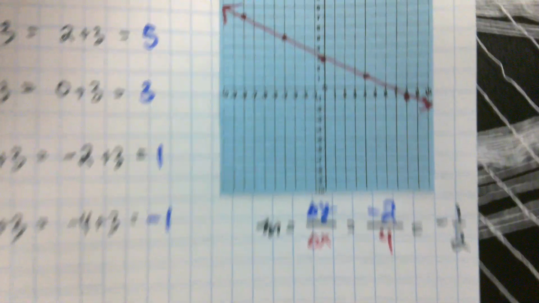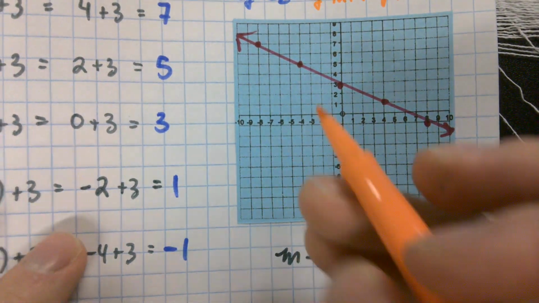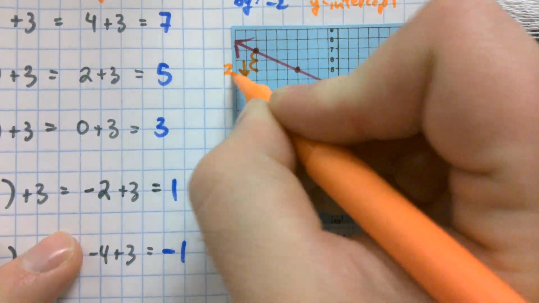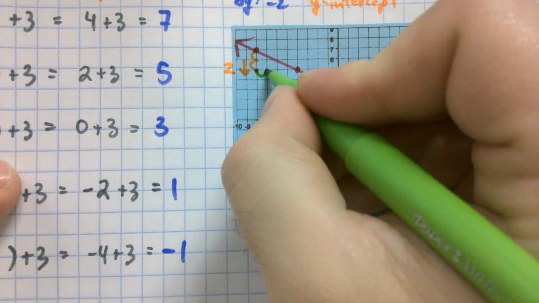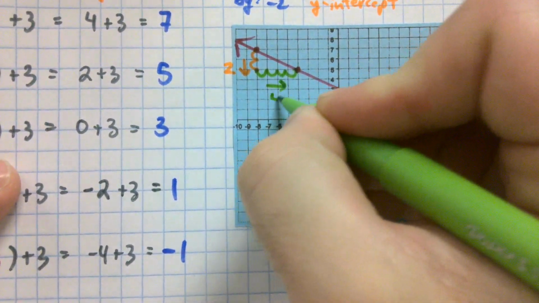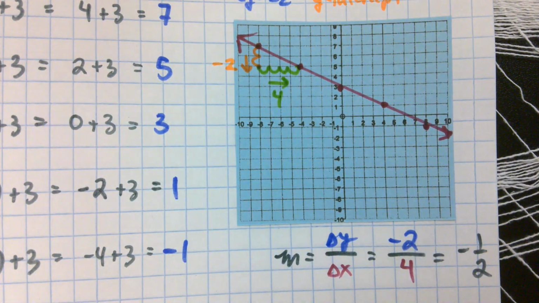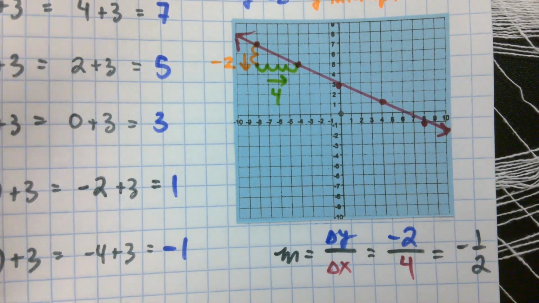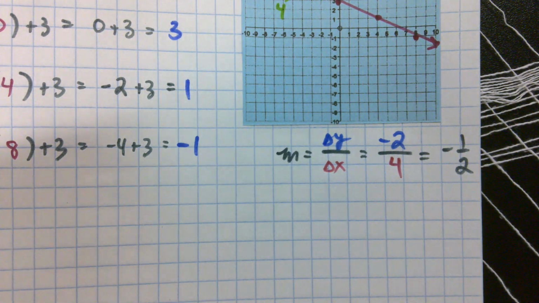If we look at the graph here and did rise over run, we've got a rise down 2. We've got a run over 4. So the rise over run would also be negative 2 over 4, which is negative 1/2. Right? Just to review from earlier in the unit.